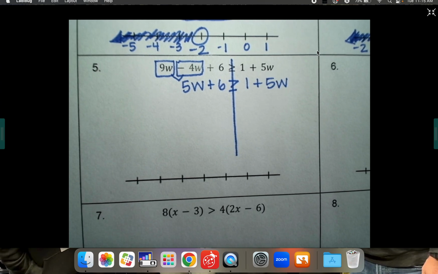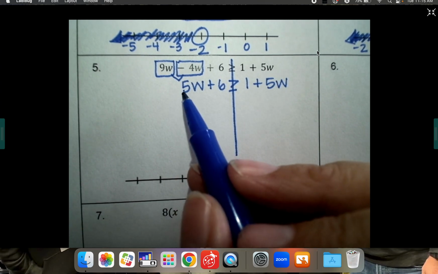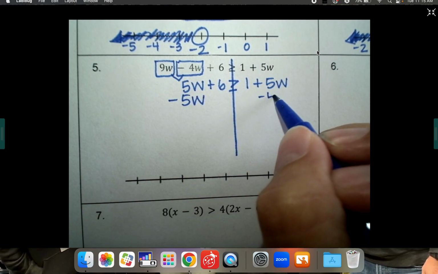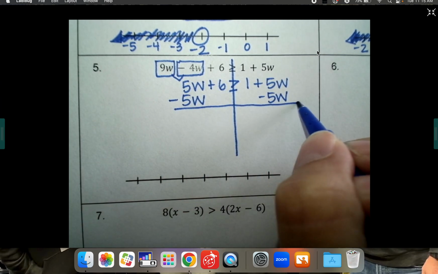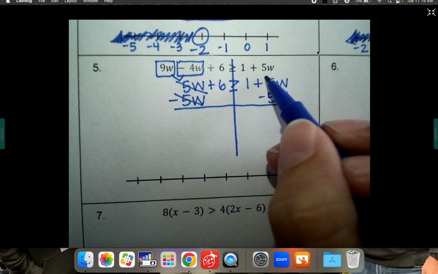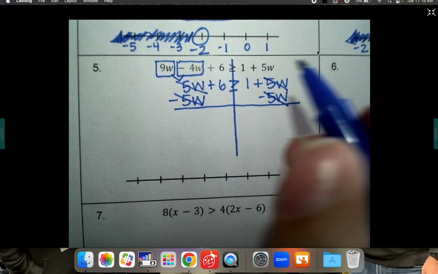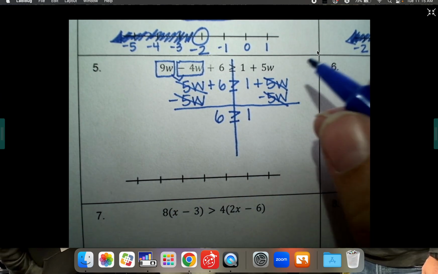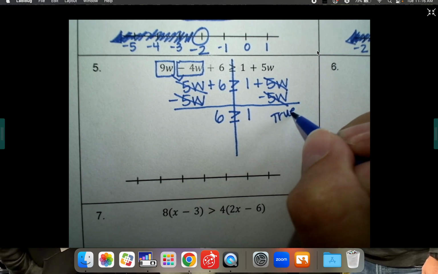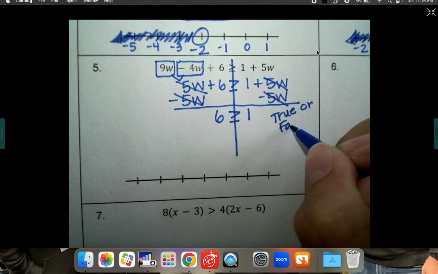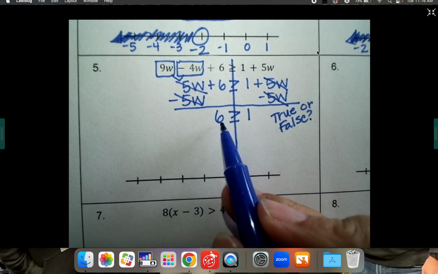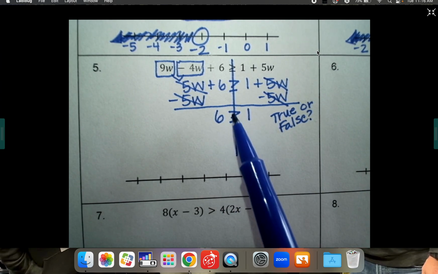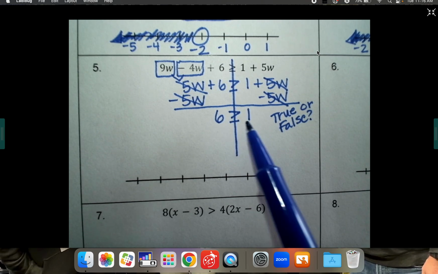So let's continue. We're going to move a variable to the other side by subtracting 5w on both sides. You're going to cancel them out here, but they're also going to cancel out over here. And that leaves us with 6 is greater than or equal to 1. So we need to answer the question, true or false? Is 6 greater than or equal to 1? It doesn't have to be both. It has to be greater than or equal.